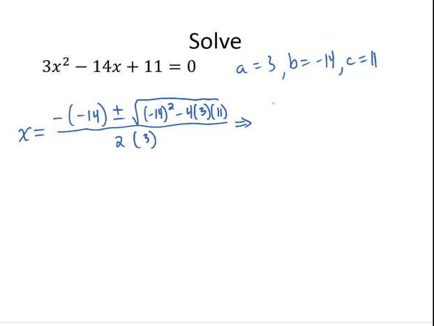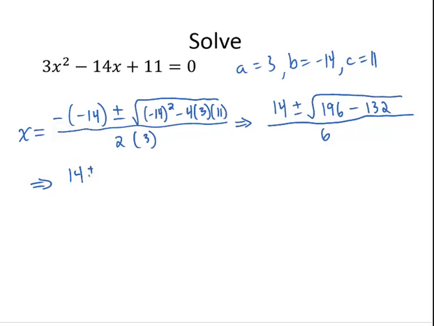The opposite of negative 14 is 14, plus or minus the square root of negative 14 times negative 14 is 196, minus 4 times 3 is 12, times 11 is 132, divided by 2 times 3, which is 6. Continuing our simplification under the radical, we would have 14 plus or minus the square root of, now 196 minus 132 is 64, divided by 6. And the square root of 64 is 8, so we can write that as 14 plus or minus 8 over 6.